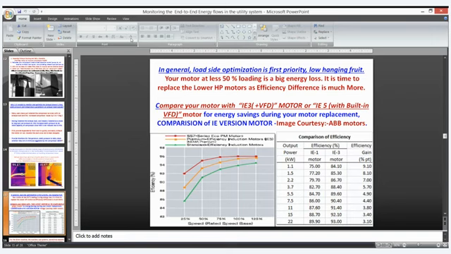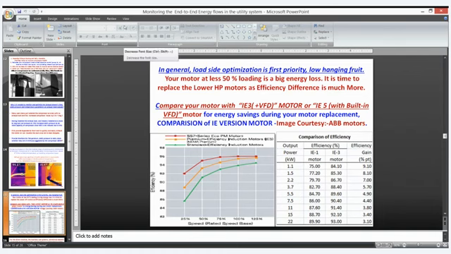As for the motors in general, load side optimization is a low hanging fruit. I'm just trying to see the compressors, motors, boilers, blowers and fans, and all the other utilities. Load side optimization, you try to achieve it.